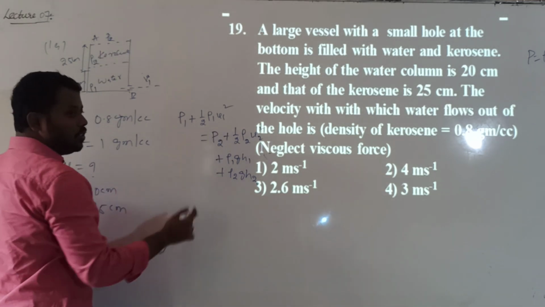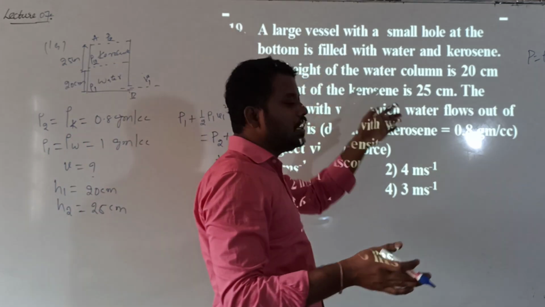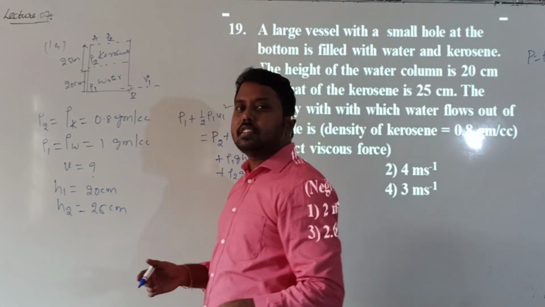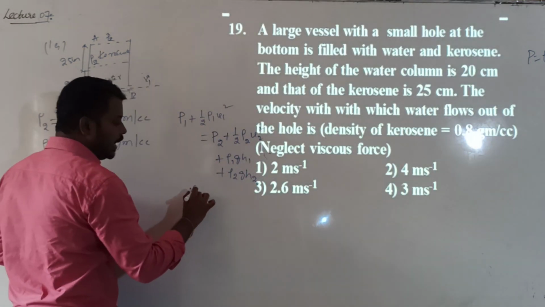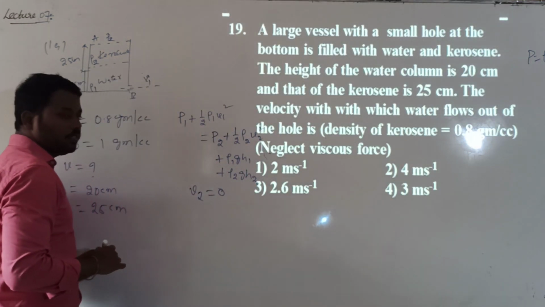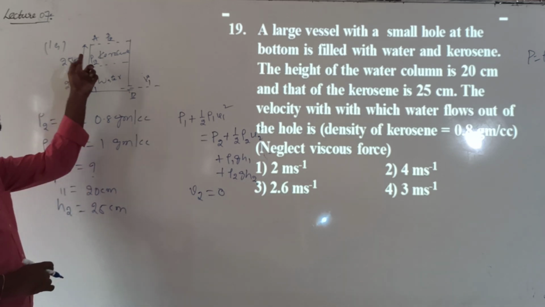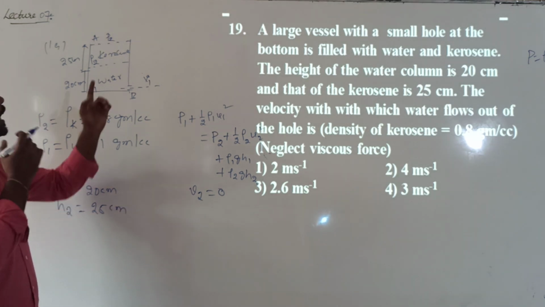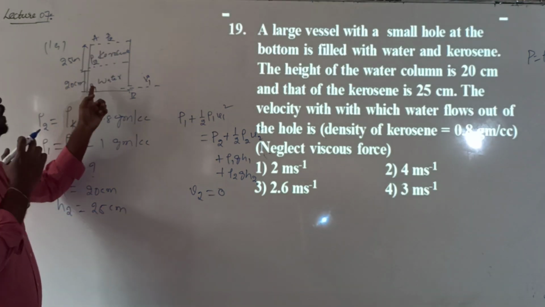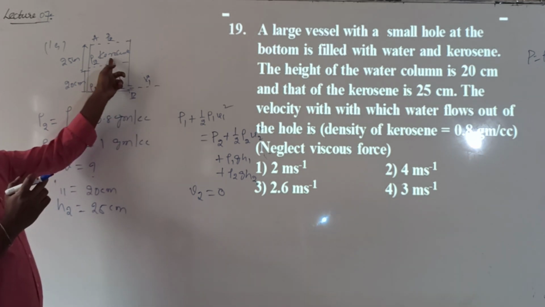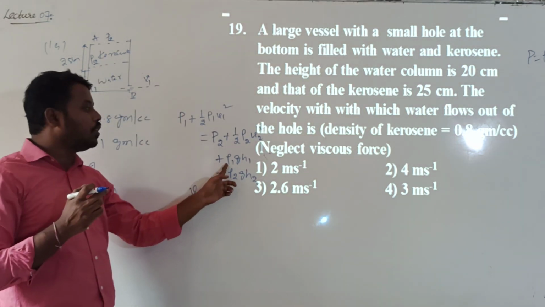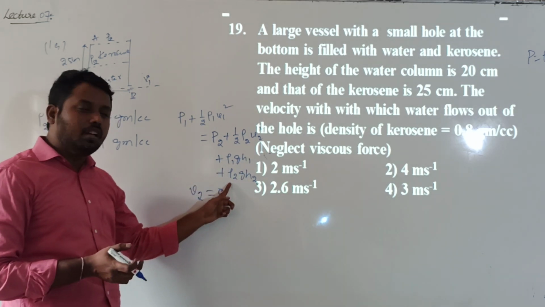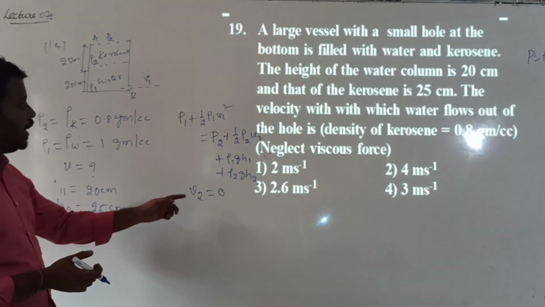Okay, but you see here the given vessel is of large area. Whenever the area is large, the free surface of the vessel will be at rest. So we get V2 value 0. Why V2 is 0? Whenever the area is large, the free surface will be at rest only. At this point A, I need to consider the potential energy of the water and the potential energy of the kerosene. Potential energy of the water is rho 1 into g into h1, and potential energy of the kerosene is rho 2 into g into h2. Only V2 is taken as 0.